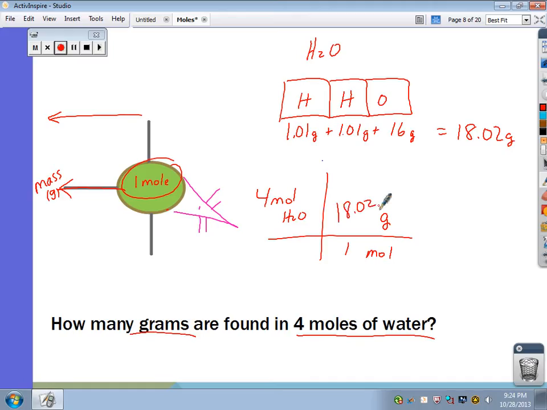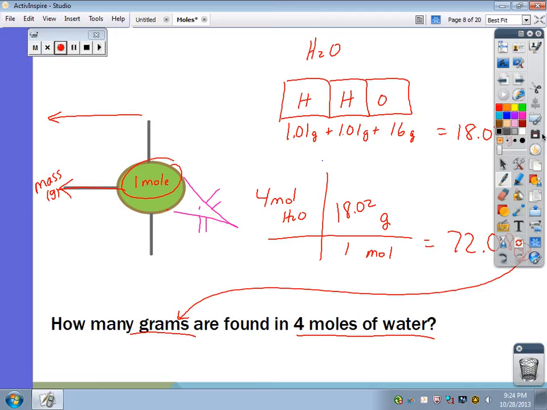Okay, so now how do I do my math? I take 4 times 18.02, and that equals 72.08 grams. And look at that. That matches my moles. Cancel out, and I'm left with grams.